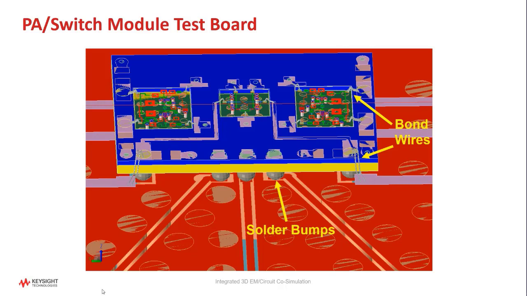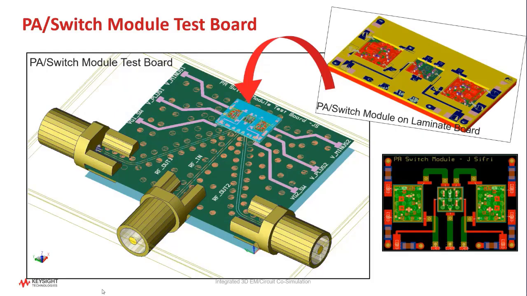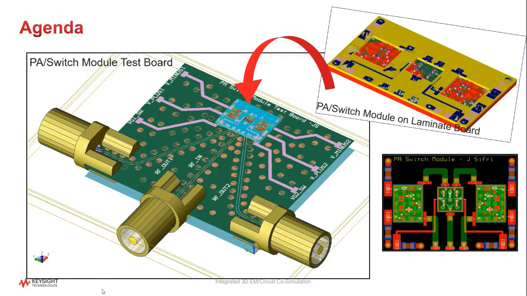It is all automated. I have also imported and used 3D SMA connectors from EMPro and placed them at the output of the test board as shown here. What you see is the test board, the laminate board, the 3 MMIC ICs, bond wires, solder bolts, and connectors. And this is what I will be showing you in the next segment of my talk.